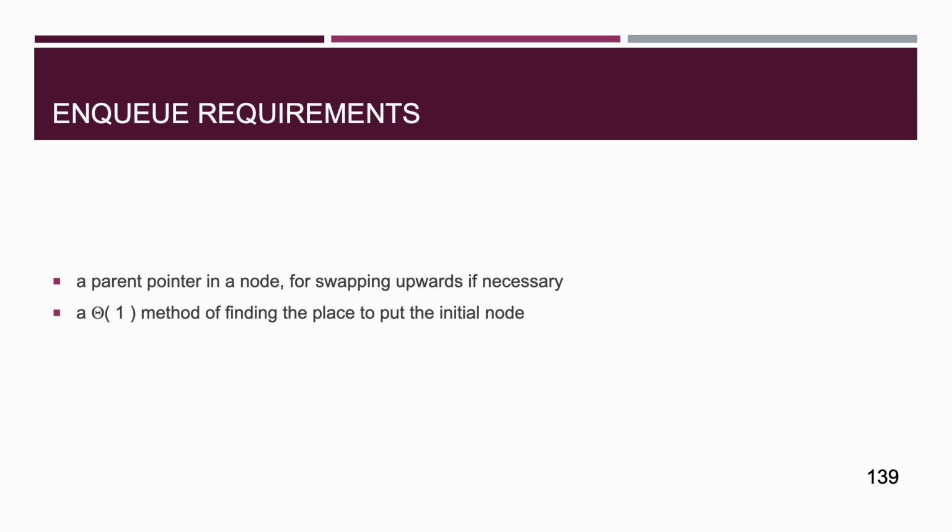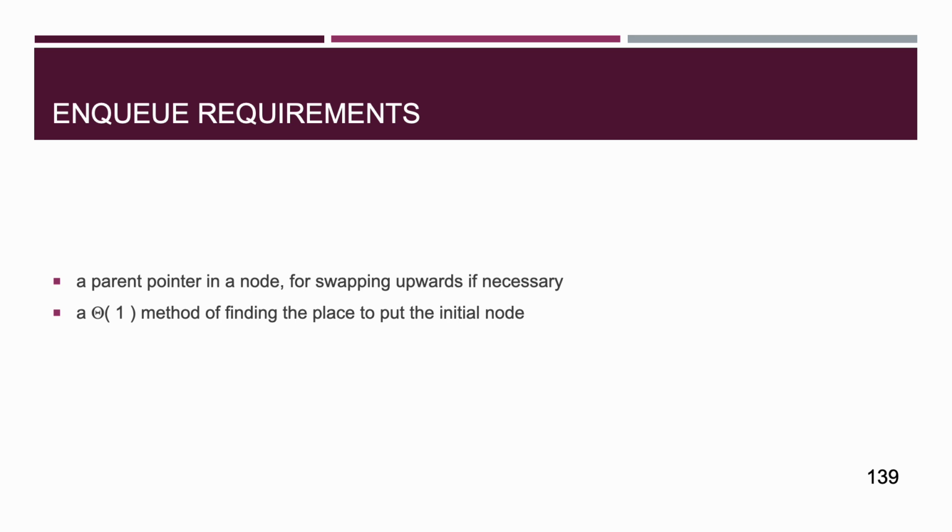Now for enqueue, each node needs a parent pointer. This pointer is essential for navigating upward in the heap when swapping is required to restore the heap property. Without a parent pointer, moving up the heap would require additional calculations or traversals that will increase the operation's complexity.